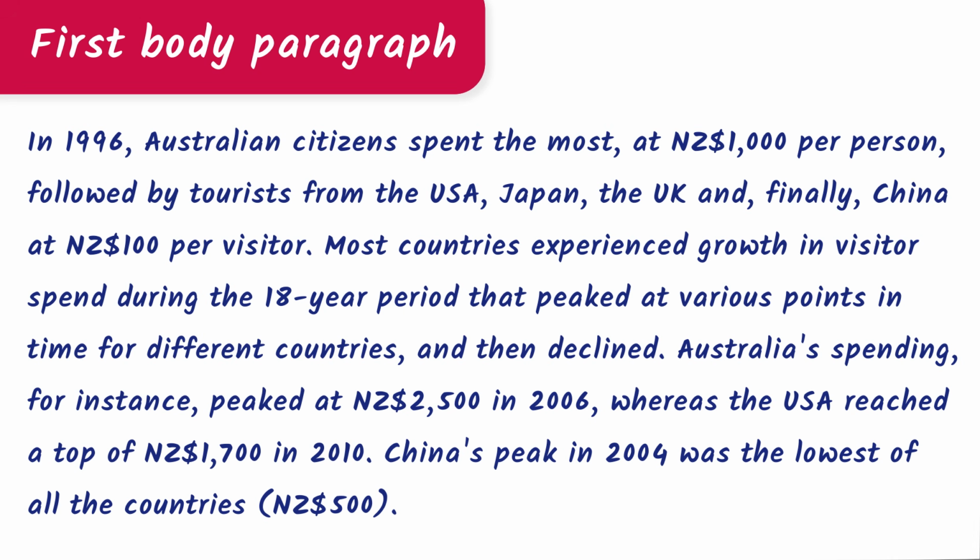So this is our first body paragraph. As you can see, I've talked about the beginning of each country, all right? And also I've talked about the growth in visitor spending during this 18-year period, and also about decline for most countries, and also about the peak of each country. Oh, not each country. Let's say the most noticeable ones. For example, the most, which was Australia, and also USA, and also China. So if you write about the data for all countries, that would be repetitive. So there's no need to write about all the countries' data. You have just to mention them.